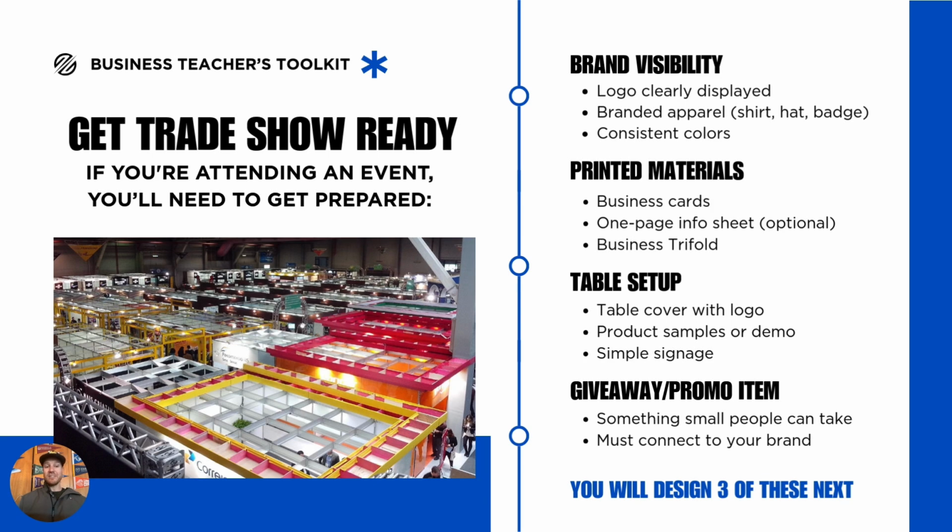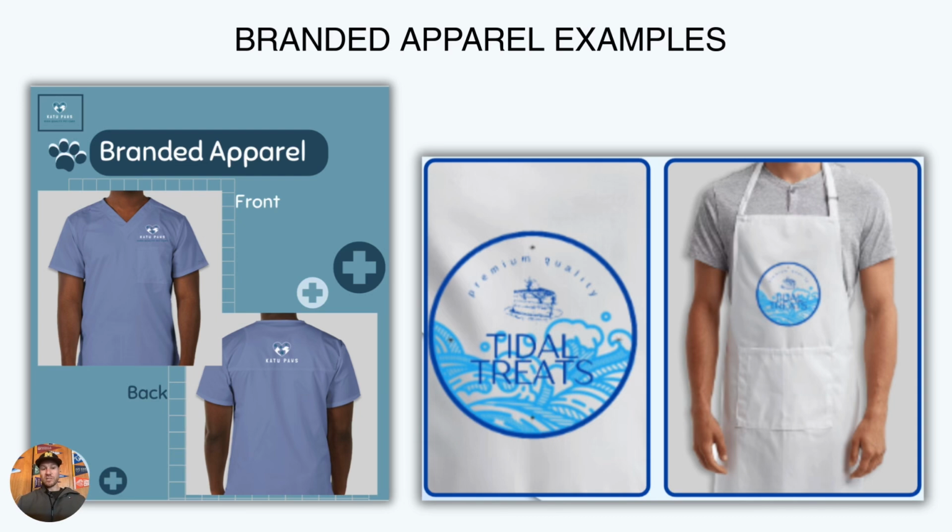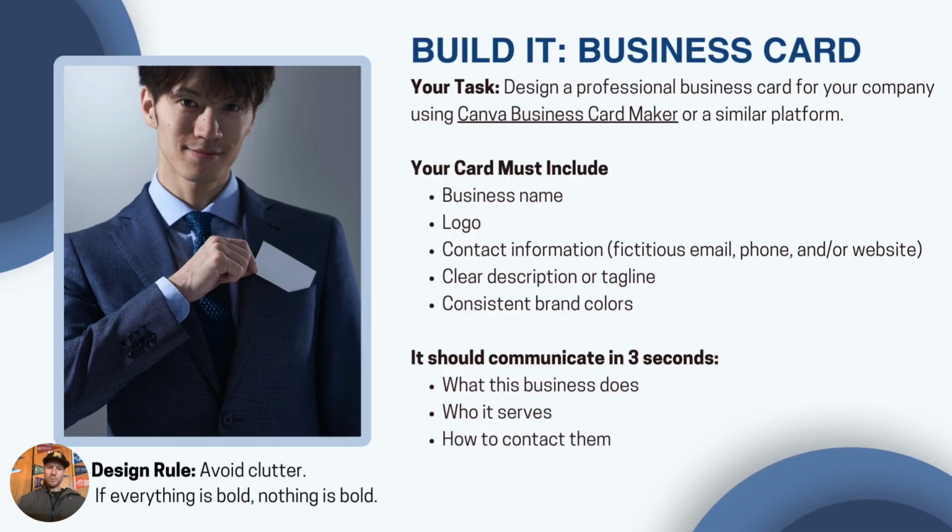If you're attending an event, you need to get prepared. We've got to have brand visibility, printed materials, table setup, a giveaway promo item. And my students will design 3 of those on the next slides. First, they need to create business apparel for the employees that'll be working the booth. I have them use either customink.com or vistaprint.com. I give them the parameters. The idea is that it needs to communicate professionalism within the first 3 seconds. I show them a few examples, and then we move on to a business card.